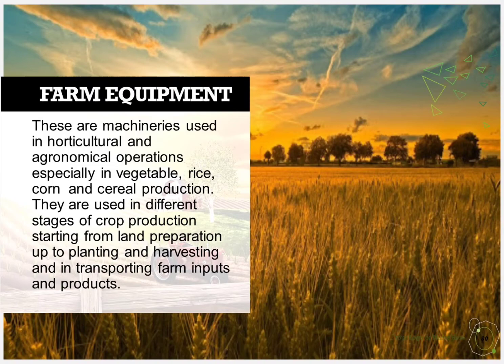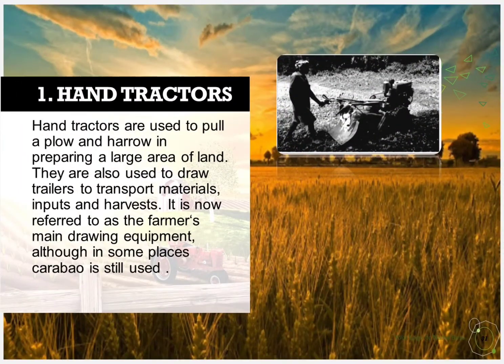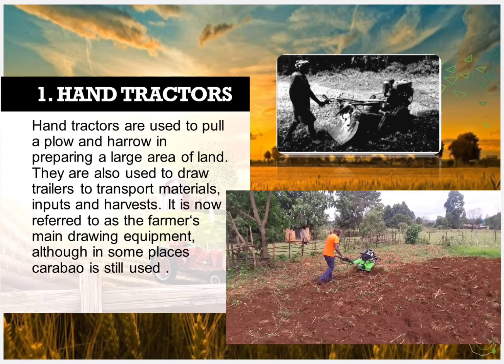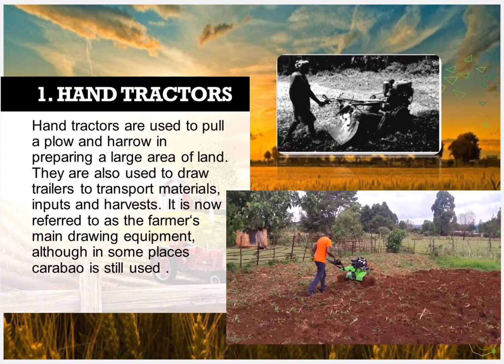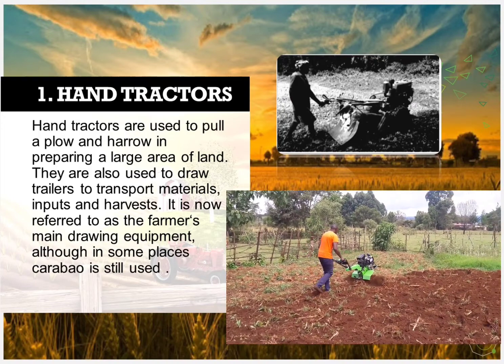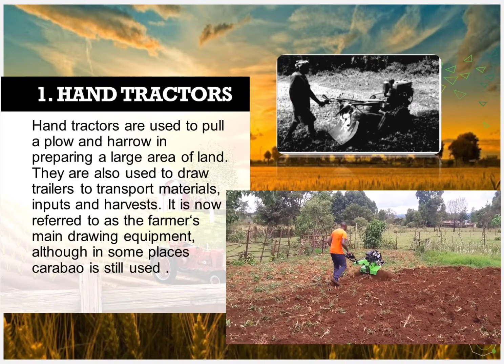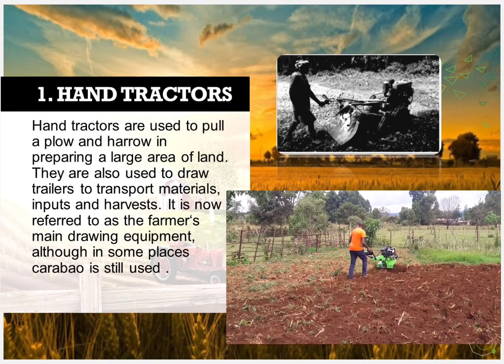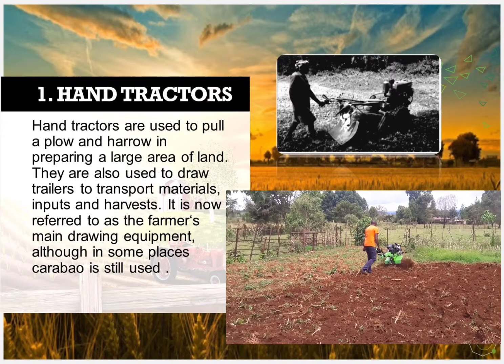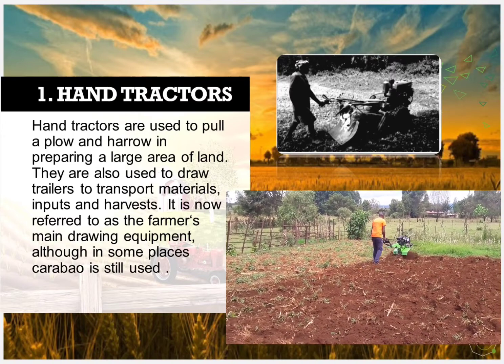For the first farm equipment, we have hand tractors. Hand tractors are used to pull a plow and a harrow in preparing a large area of land. They are also used to draw trailers to transport materials, inputs, and harvest. It is now referred to as the farmer's main drawing equipment, although in some places, carabao is still used.